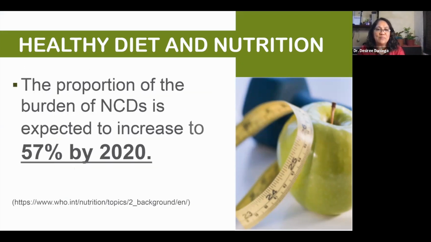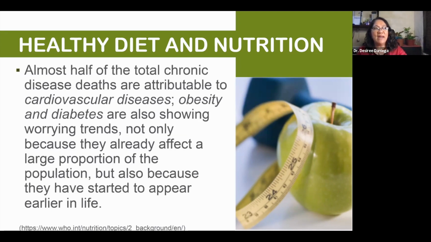So they predicted that by 2020, the proportion of the burden of NCDs, non-communicable diseases, chronic at that, was to increase to 57%. Now, I didn't get the exact number because probably there was a change already because of the burden afforded by COVID-19. But this was predicted 2001 pa. Hindi naman siguro, siguro 2010. So 57%. So again, more than 50%. And among these non-communicable diseases, that includes also cancer, almost half is attributable to cardiovascular diseases. And you've seen in the video that there is really a dangerous, worrying trend of increasing obesity and diabetes.